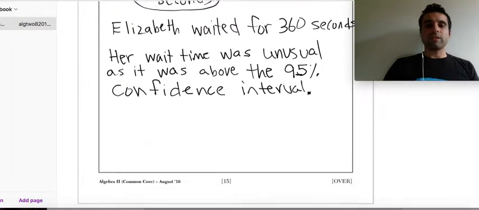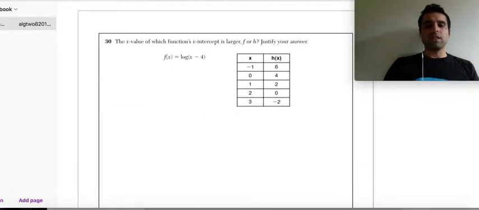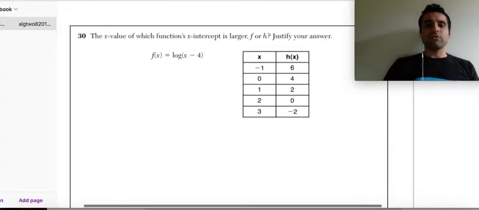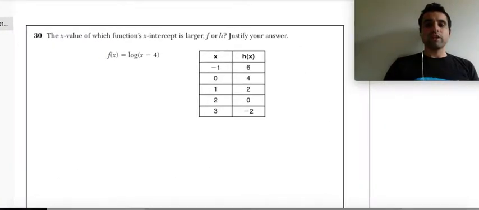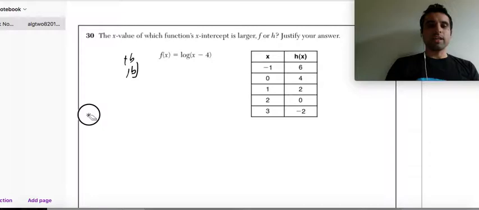This is all knowing about 95% confidence intervals and normal distribution. Well, I like this question. The x value of which function's x-intercept is larger, f or h, and justify your answer. So guys, x-intercept is the value where y equals 0. So if I have a graph, the y-intercept is where x is 0, right? Let's say it's a linear graph. Remember y equals mx plus b. The y-intercept is 0, comma b. The x-intercept is where y equals 0.